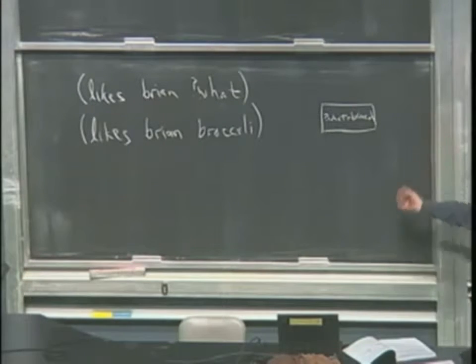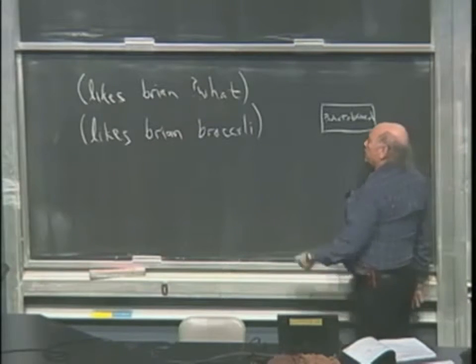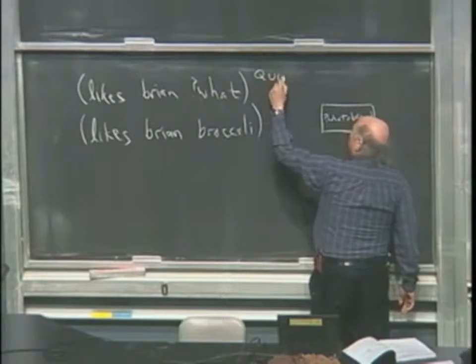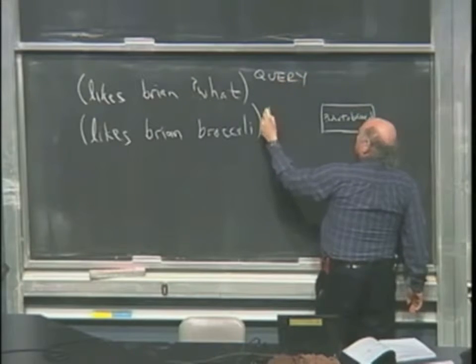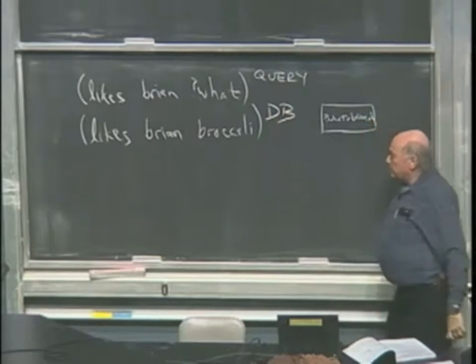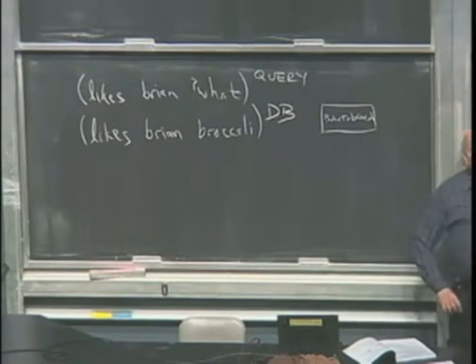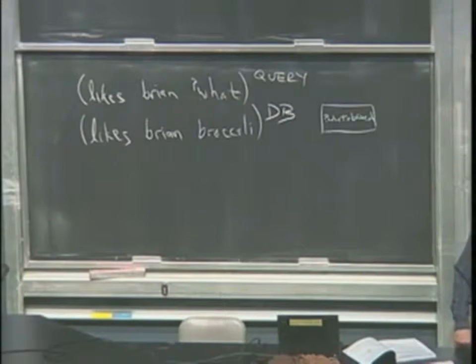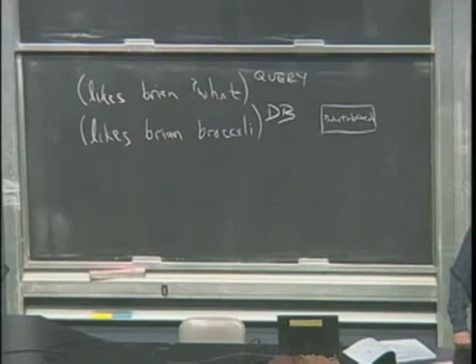Match works exactly the same way, except that in the query, this is something in the database, an assertion. In the query, you can have a variable, but not in the assertions in the database. When you say assert! and you don't say rule, you can't have any variables in what you say. It's got to be a particular thing like likes Brian broccoli.